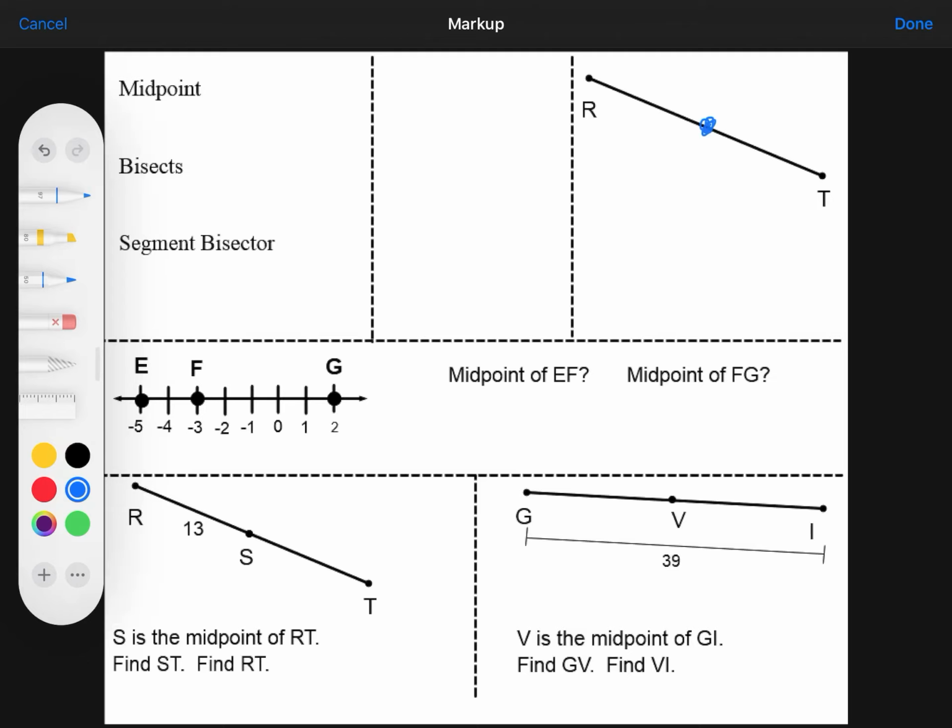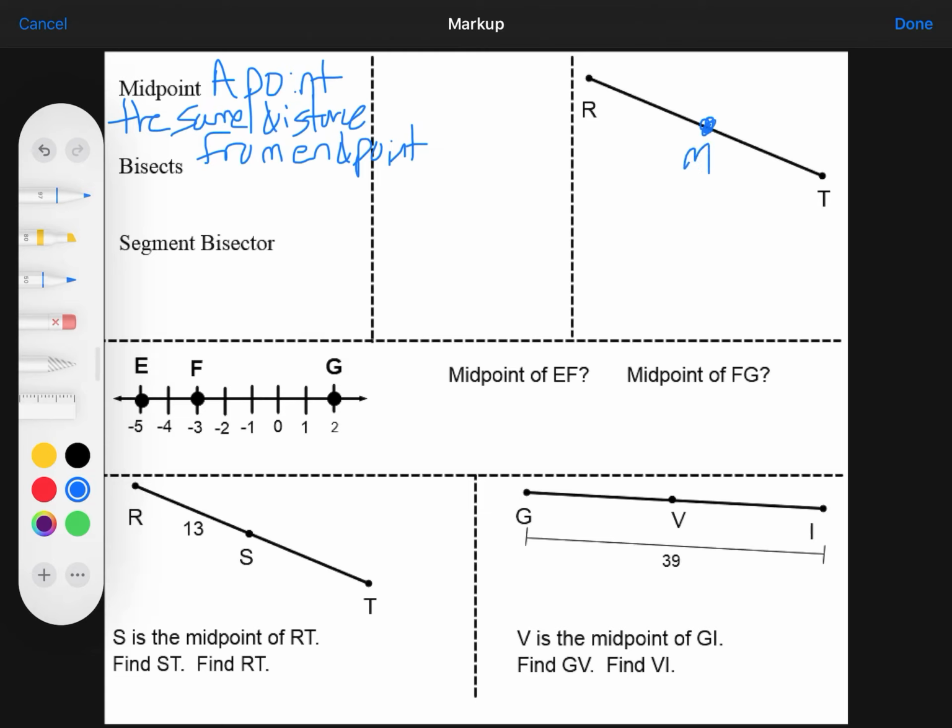We all know what a point in the middle is supposed to look like, but what the definition is, it's a point the same distance from the endpoints. So it's the same distance from one endpoint to another endpoint. Need to give this point a name. I'm going to call it M. And we would say M is the midpoint of RT.